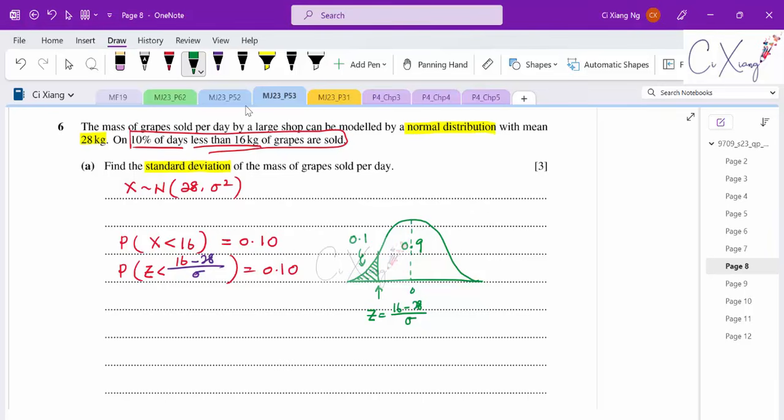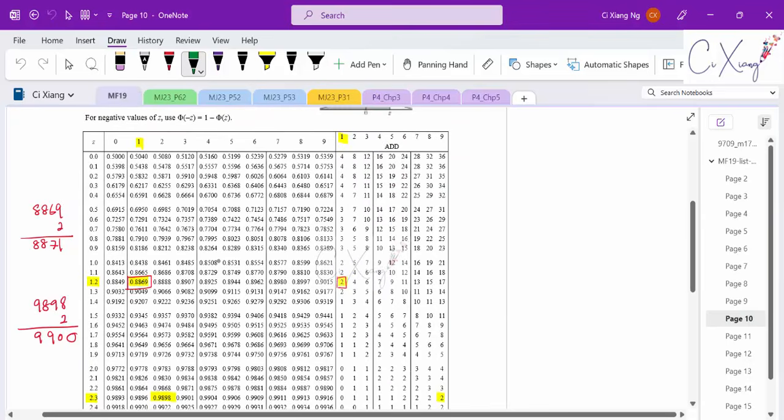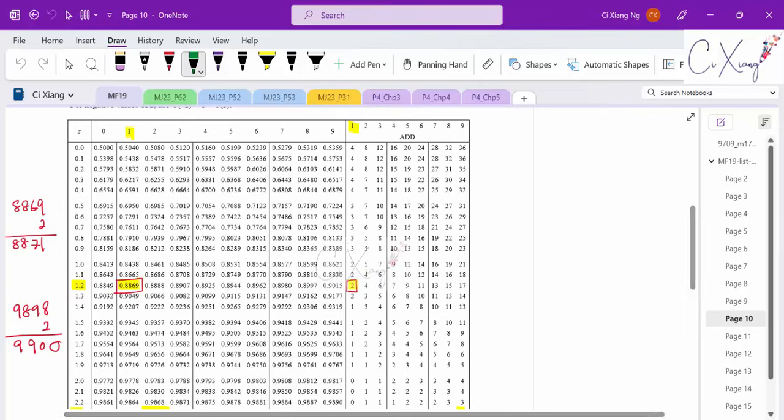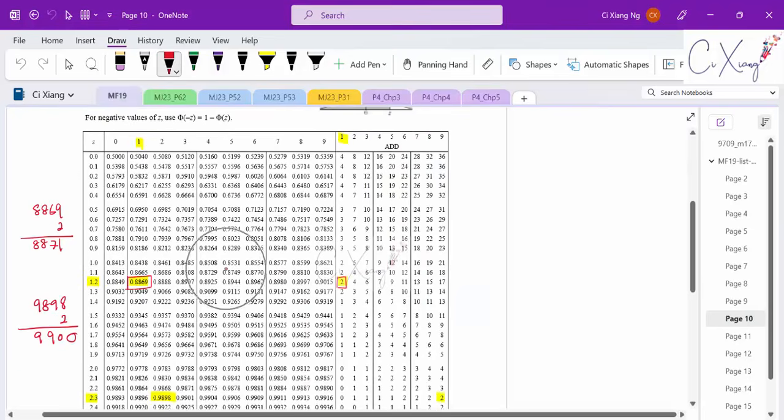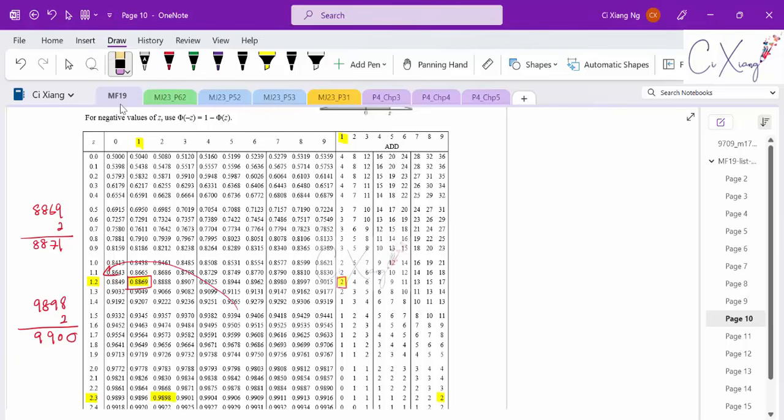table here. Of course you cannot use the 0.1, which is a small area, because in our table, the probabilities provided are all larger areas, which is more than 0.5. So to get the answer for Z, you need to refer to the large area here, which is 0.9. So what you can do now is find 0.9 from this side, go out and find the value of Z, because we are now interested in the value of Z.